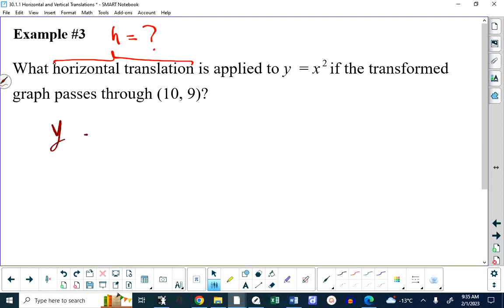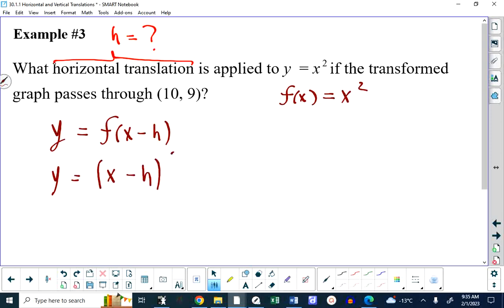But the bottom line is, this is going to become y equals f of x minus h. I'm introducing the function notation here. The function was x squared, which means the new function is y equals x minus h squared, because that f means squared. It passes through 10, 9, which means that when x is 10, y is 9.